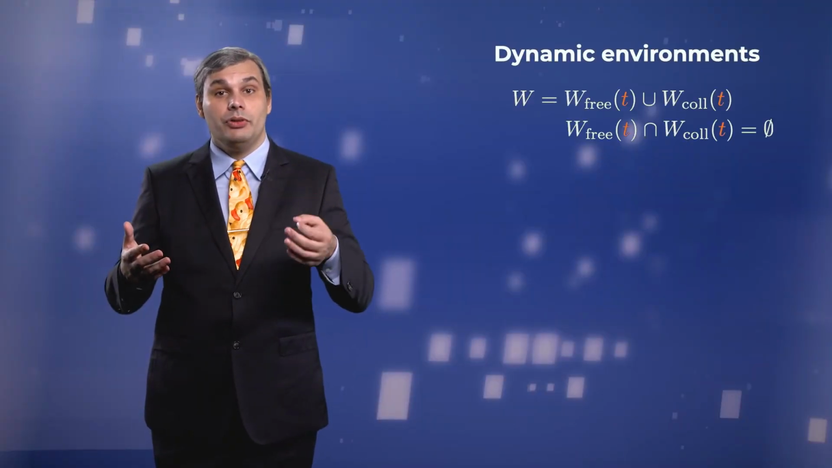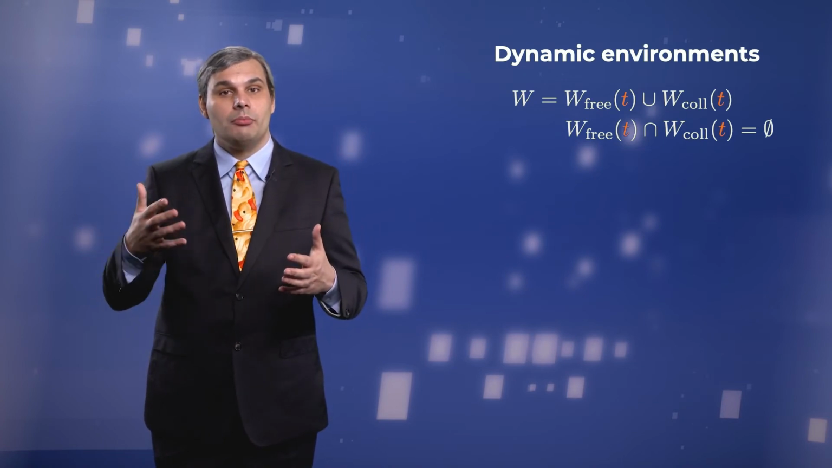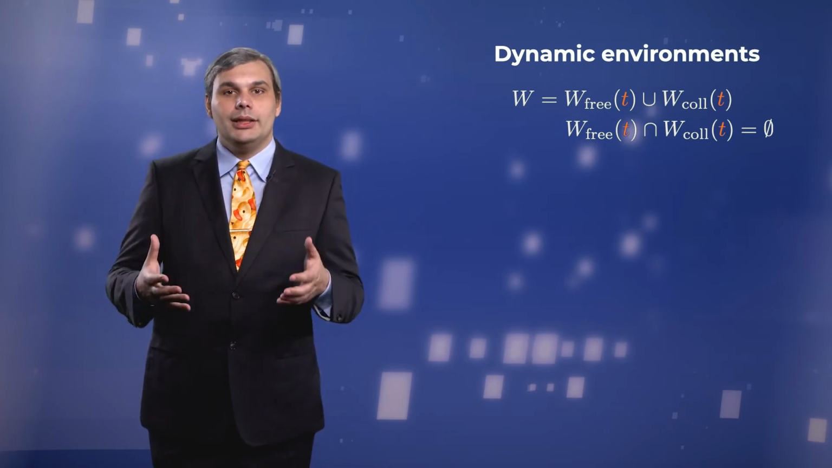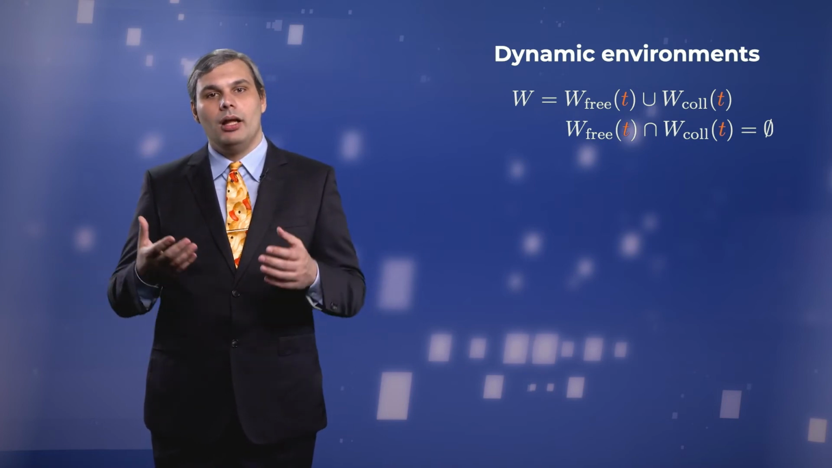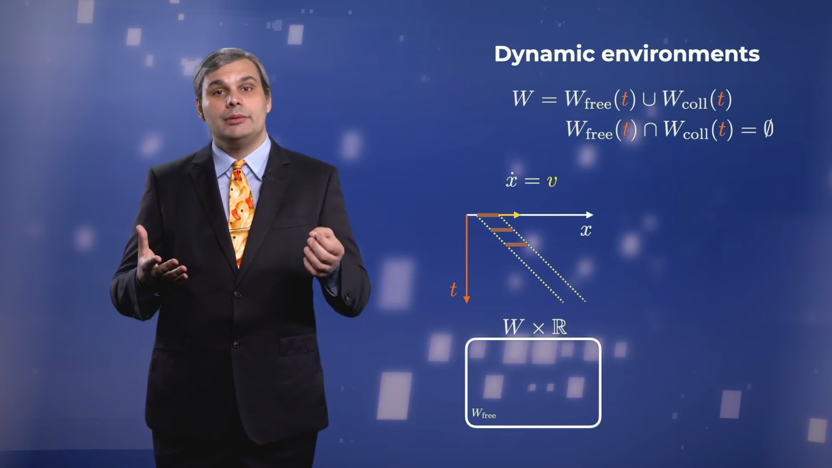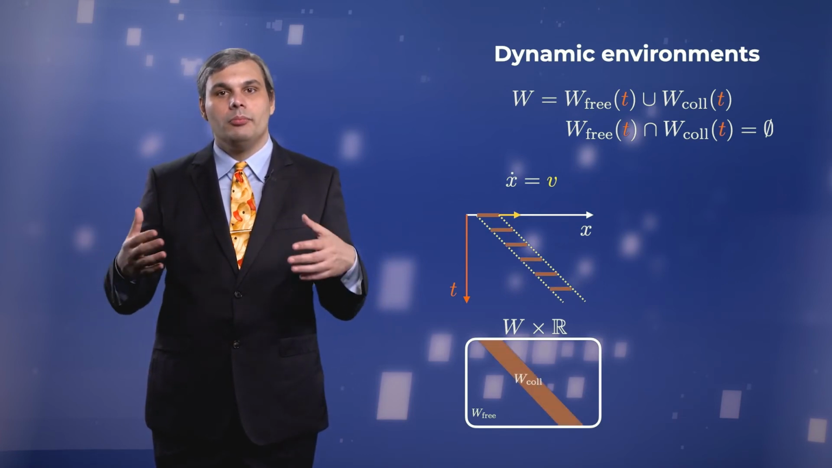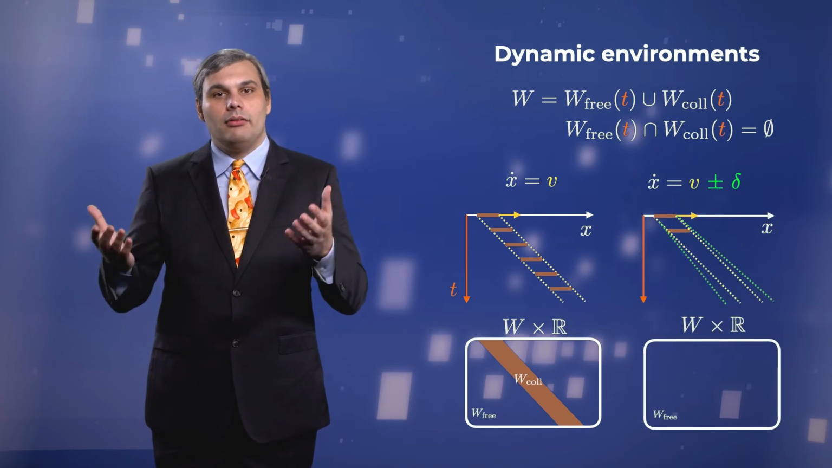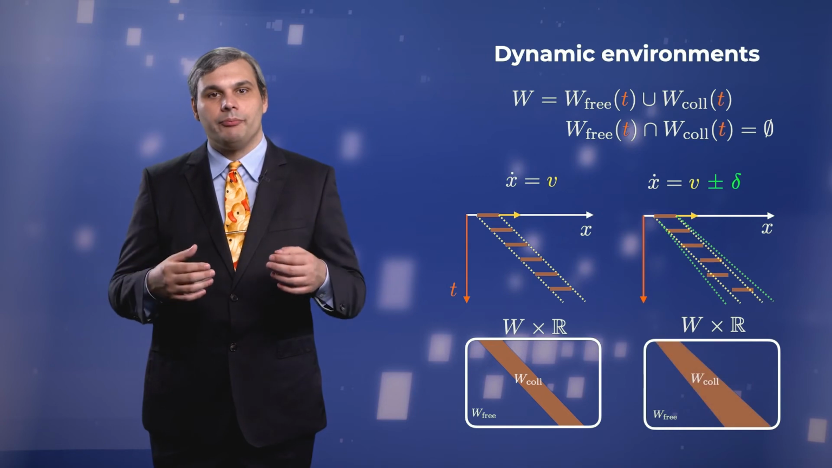If the world is dynamic and there are moving obstacles of which we can predict the motion, then we can generalize the formalization to allow for spatiotemporal obstacles. The partition of the workspace into W-free and W-collision will also depend on time. We can visualize the situation using space-time diagrams. An obstacle is now its temporal shadow. If we have uncertainty in the raw motion prediction, we can enlarge the shadow to obtain a conservative approximation.